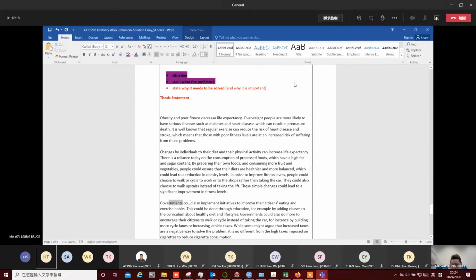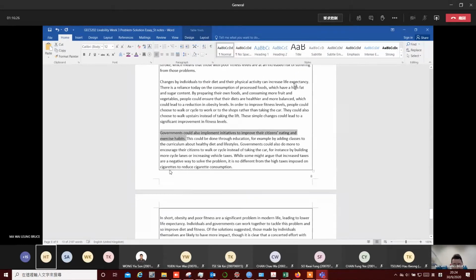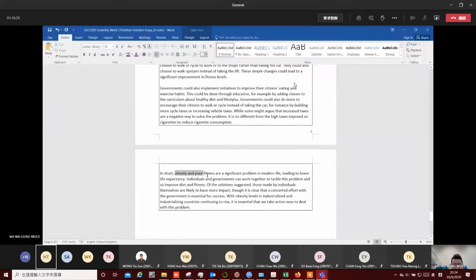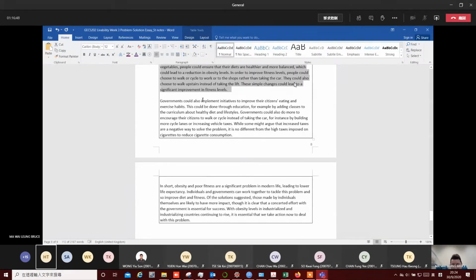The government could also implement initiatives to improve their citizens' eating and exercise habits. Okay, I won't read it all. This is solution two. In short, obesity and poor fitness are a significant problem in modern life, leading to lower life expectancy. So this is a conclusion. The conclusion first reinforces the problem. Individuals and governments can work together. So there are two solutions. The first one at the individual level, you can try to be on a diet. How about the government? This is a solution provided by a government. They can work together to tackle this problem so as to improve the diet and fitness.